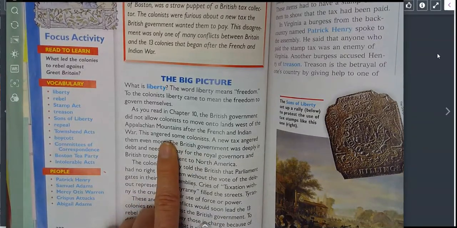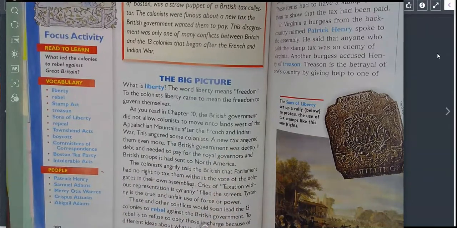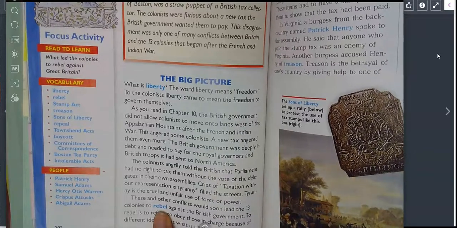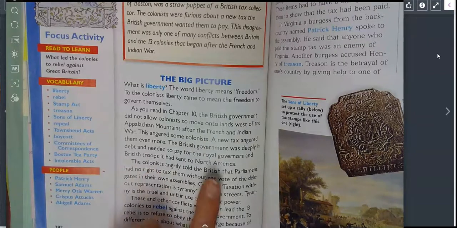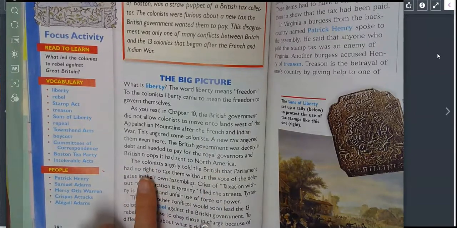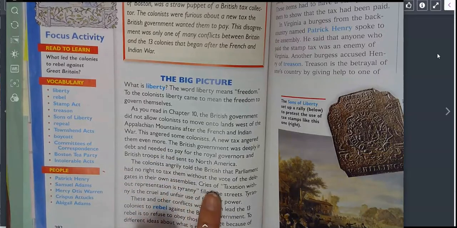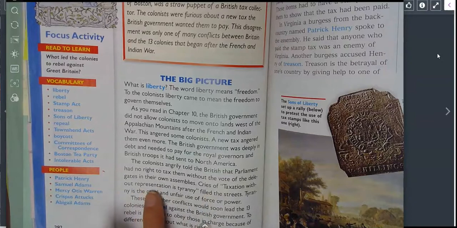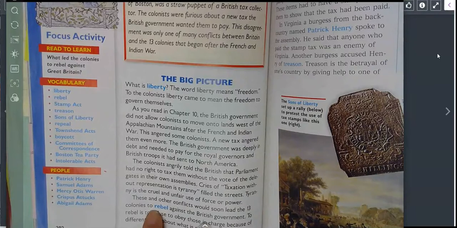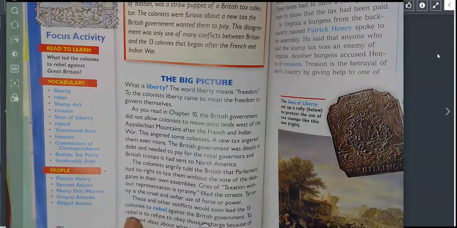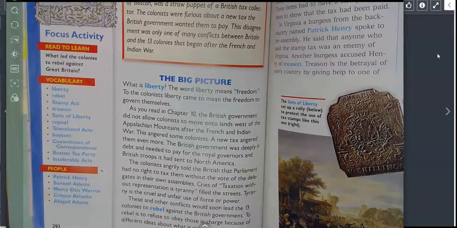In this case, on top of that, there was a new tax. And because of those ideas, because of the ideas that the colonists felt the government was taxing them and telling them they couldn't go places without listening to them, they said taxation without representation is tyranny. It's abuse of power. And so the colonies started to rebel. When you rebel, it's when you refuse to obey the people who are in charge.